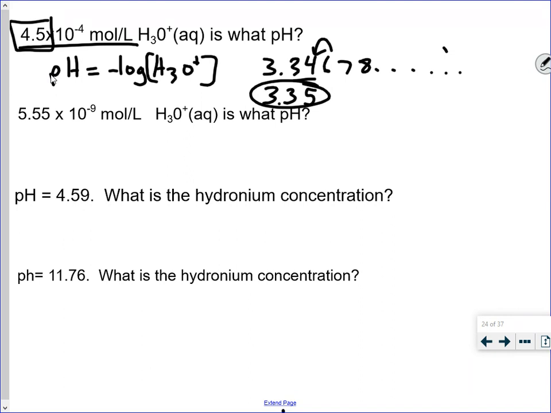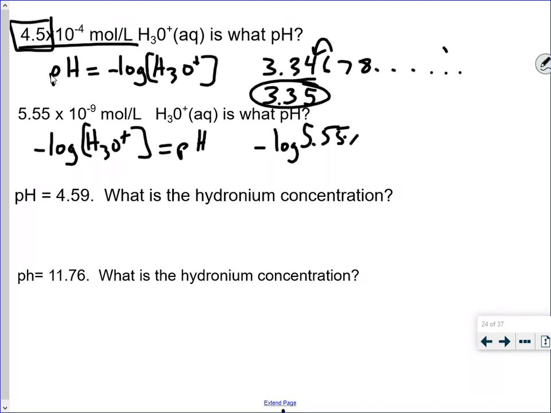Okay, let's try another one. Negative log of H3O gives me pH. So I'm going to take the negative log of 5.55 times 10 to the minus 9 moles per liter. Okay, negative log 5.55 10 to the minus 9.